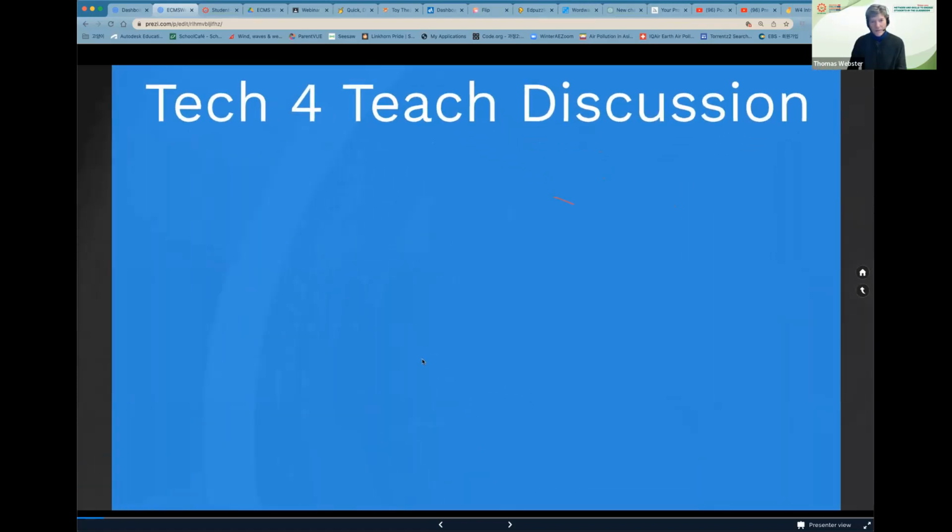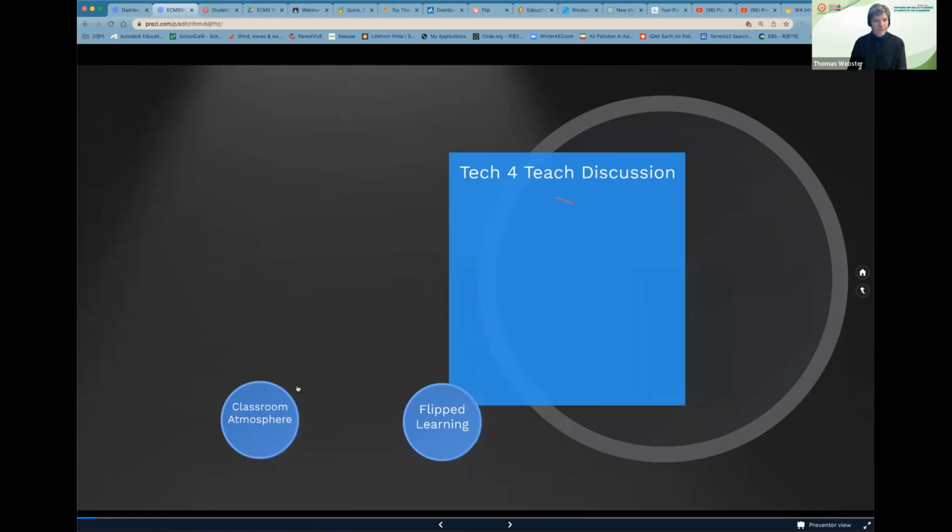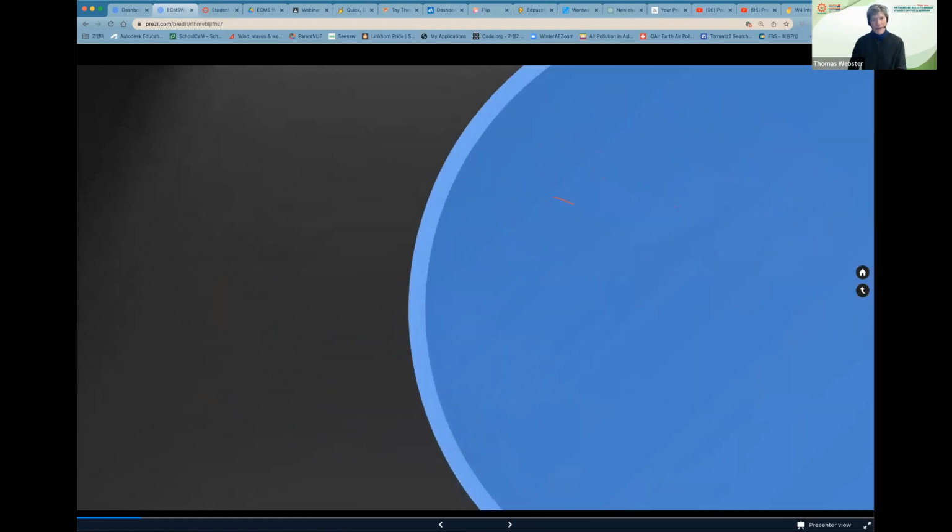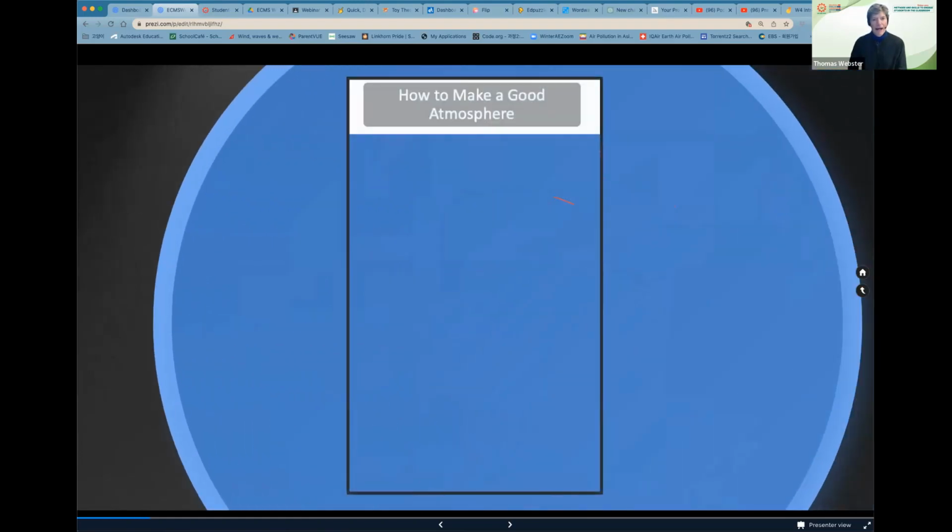Okay, so let's look at classroom atmosphere real quick. How do you make a good atmosphere? How do you set the tone for your classroom? And again, it's great if you can start it with a new class at the beginning of the year. That's the best time, because then the students walk in fresh, and they want to see who you are. They want to know what's going to happen in their class, right? What's going to happen in my class? What kind of teacher is she or he, right?